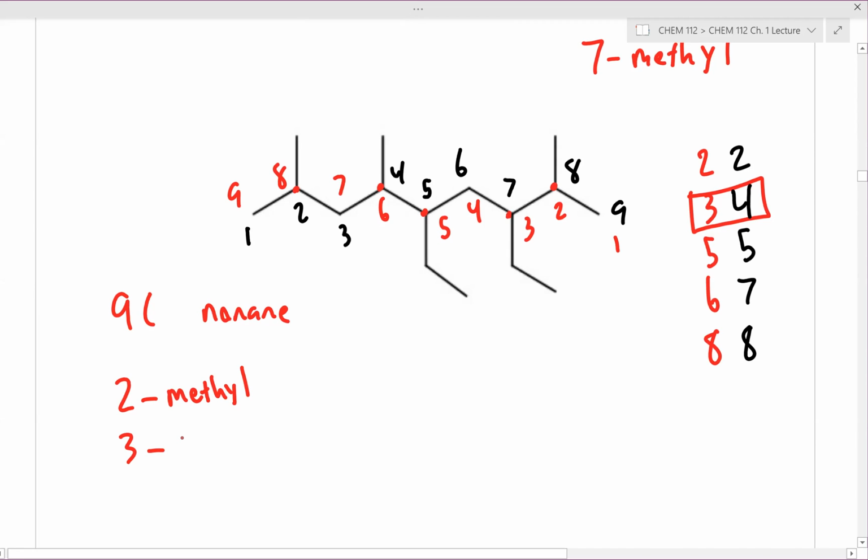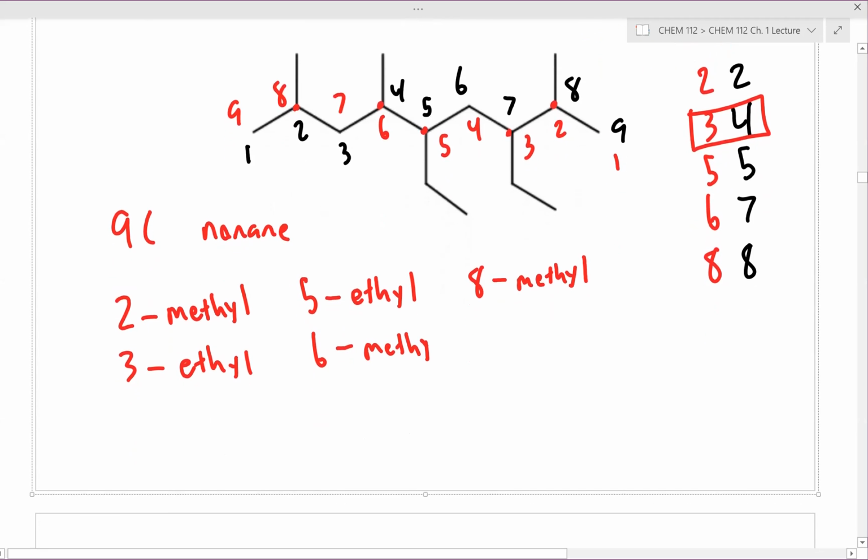At position 3, what do we call that 2-carbon chain? Ethyl. Yep. What about at carbon 5? What do we call that 2-carbon chain? Ethyl. Yep. At carbon 6, what do we have? Methyl. Yep. And at carbon 8, what do we have? Methyl. Okay.